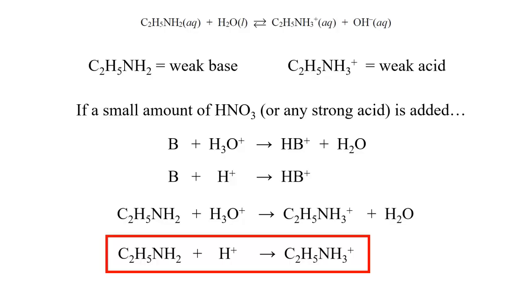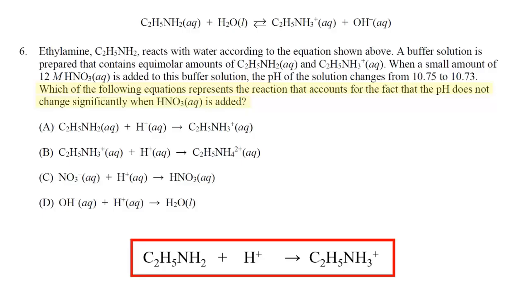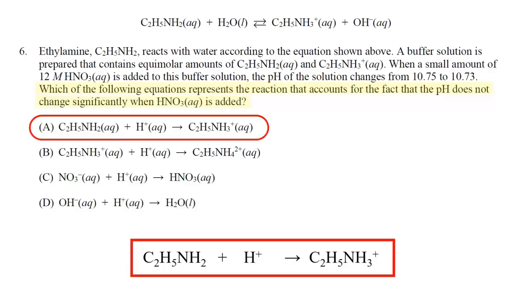Now let's look at the 4 answer choices for question 6. Hopefully you can see, after me sort of explaining what was going on in terms of ethylamine being converted into the ethylammonium ion, that choice A is the correct answer. Choice B is incorrect because it shows a positive ethylammonium ion reacting with H+ ions. So that's not possible for the ethylammonium ion to be a proton acceptor. So choice B is incorrect.